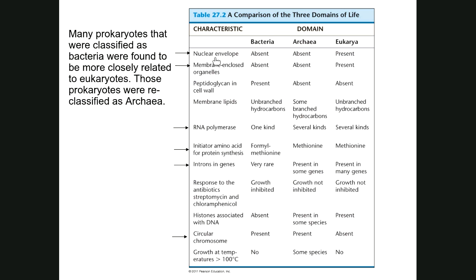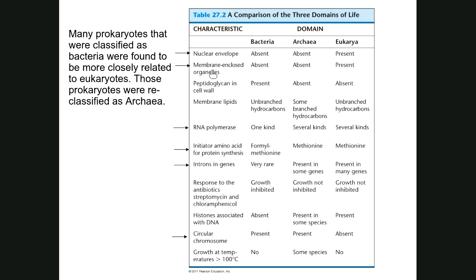Why textbooks do this is beyond me, because instead of saying nuclear envelope, they could have just said nucleus, okay? So I just want to let you know what's going on here. Where it says nuclear envelope, they're talking about the membrane of the nucleus. In other words, when we look at the organisms in the domain bacteria, archaea, and eukarya, do the cells have a nucleus? But instead, they put the name of the membrane. It's absent in bacteria, it's absent in archaeans, but it's present in eukarya because we're referring to a membranous organelle.